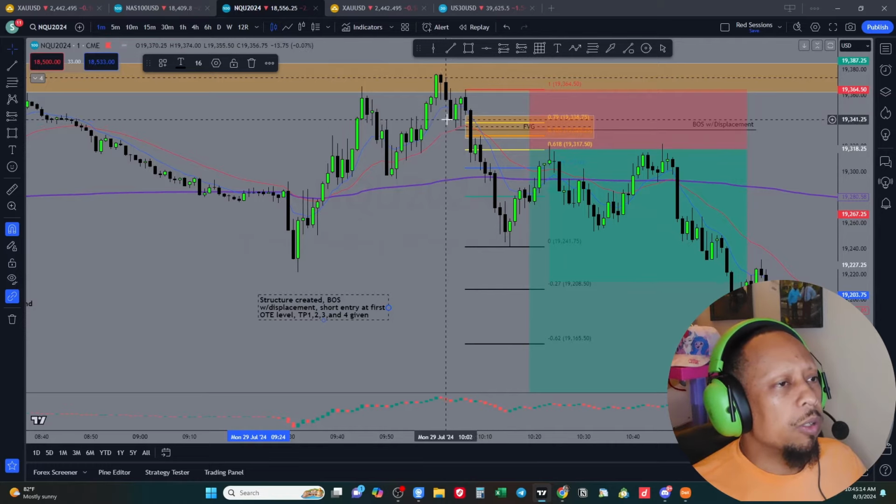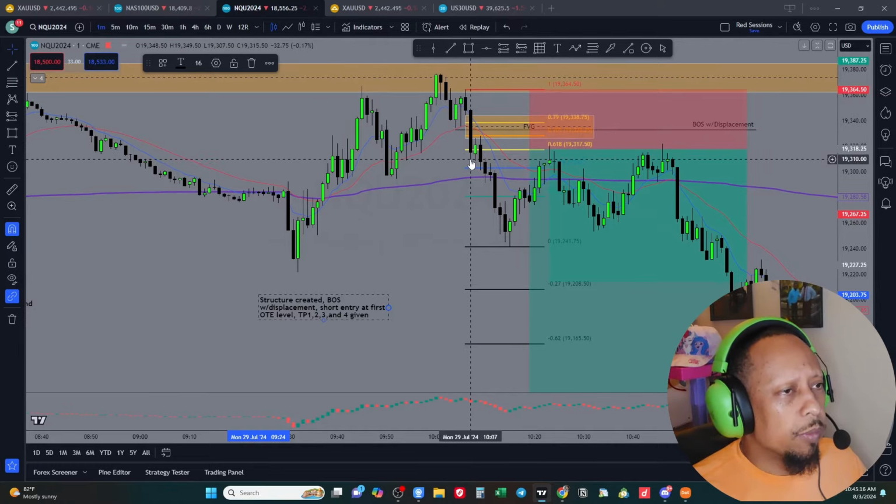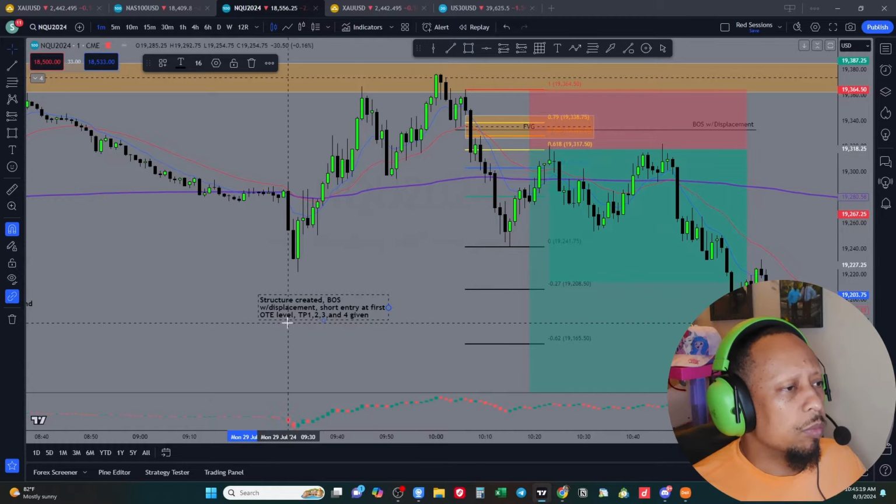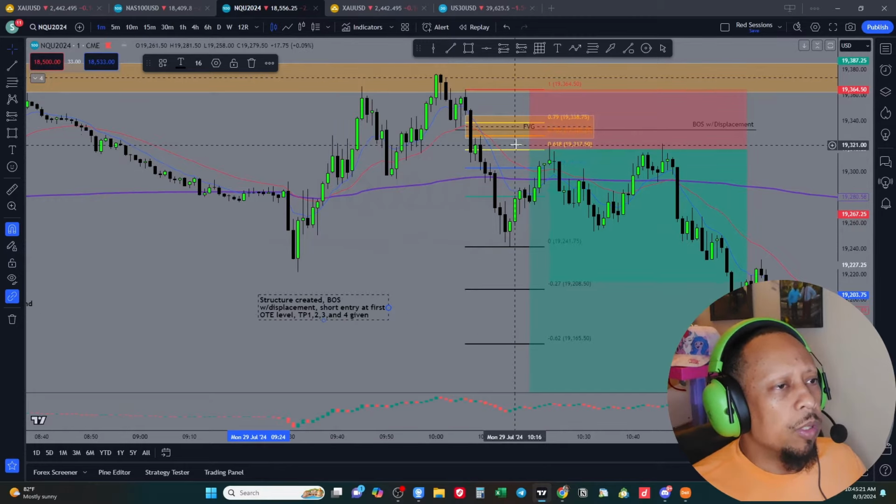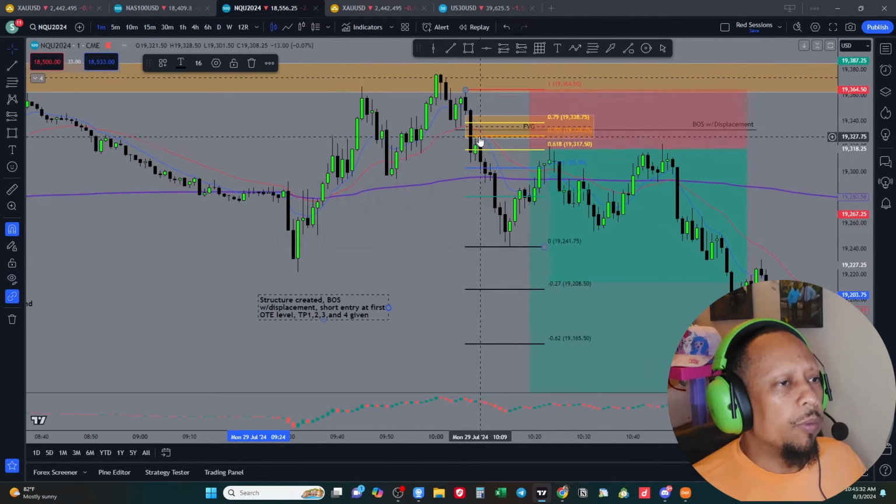You got your structure being created. You have your break of structure with displacement, right? Your short entry will come after you've stretched your fib from the high to the low. We wait for price to come up at least to this first OTE, the yellow line here.